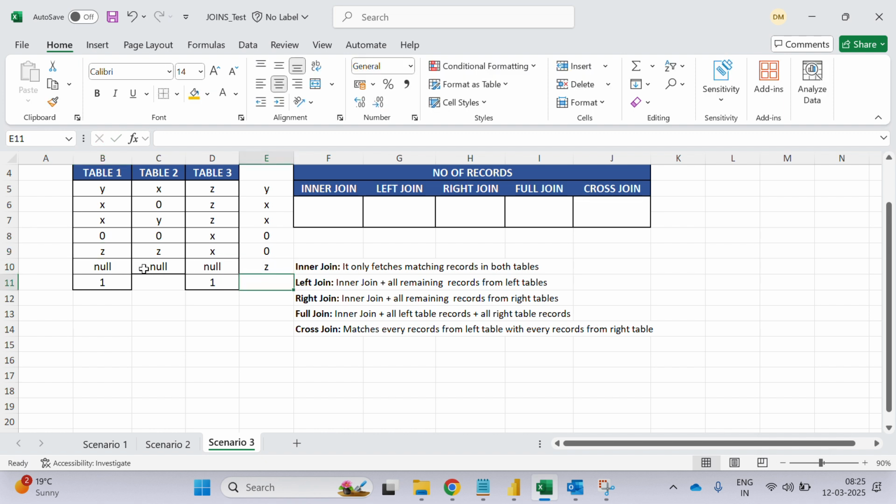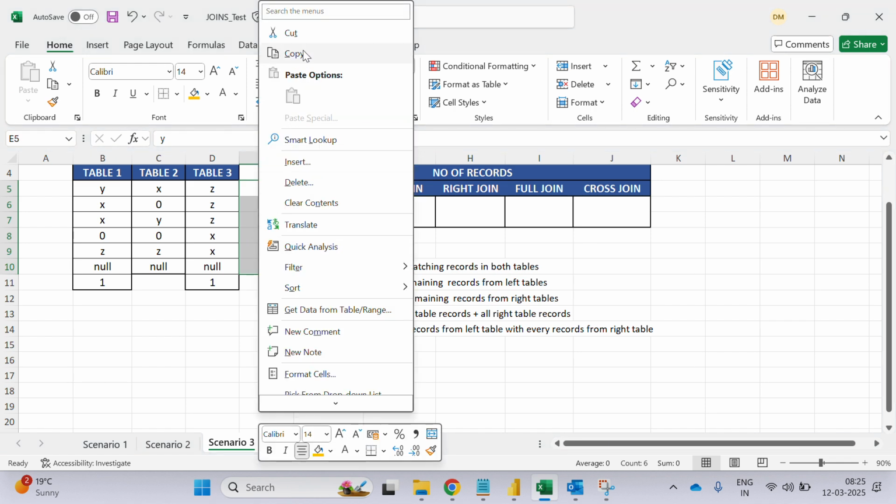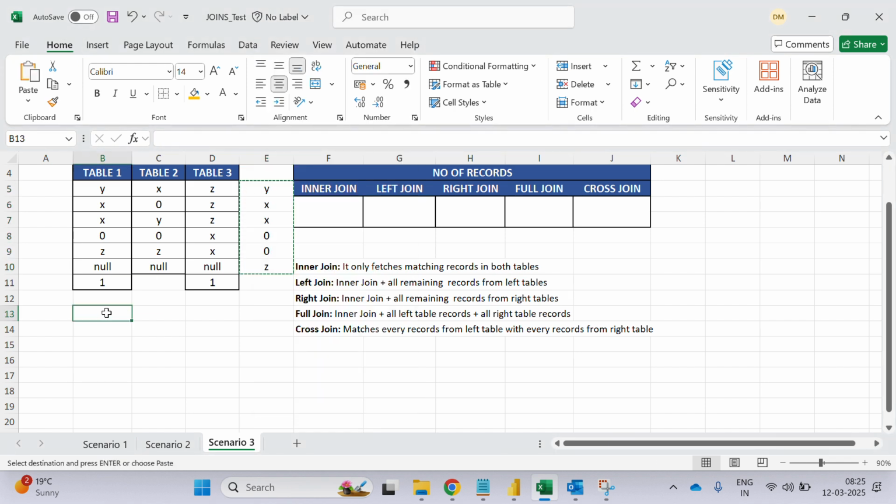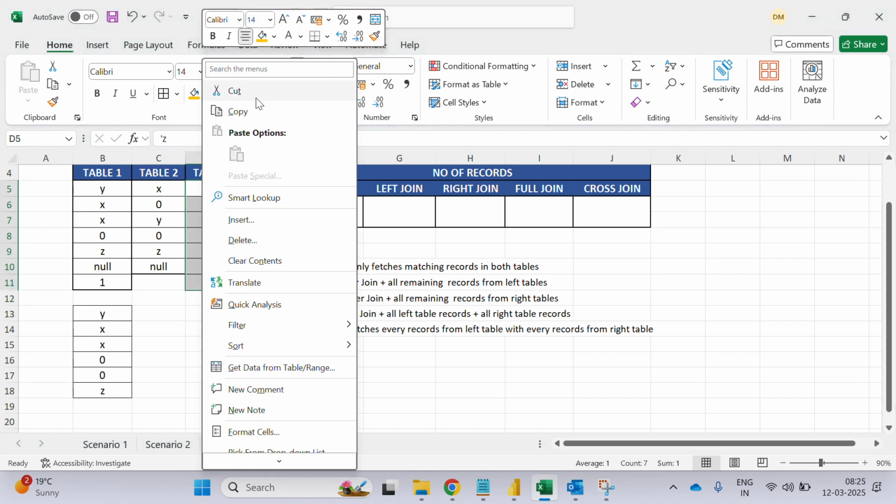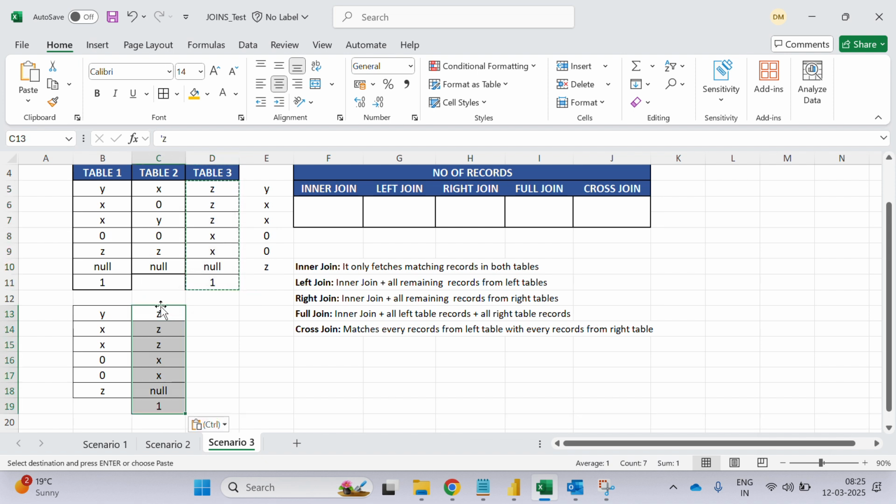Null is not matched with null in SQL, so we can ignore this, and this one is also not matched with anything. So our output for the first two tables is 1 2 3 4 5 6, that is 6 records. We paste it here as it is and give a border around it, and then we match it with the third table. So just copy it.